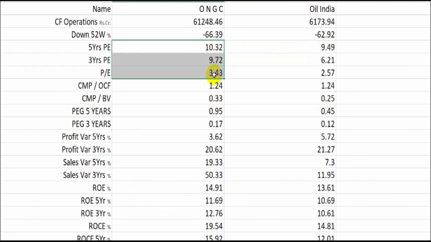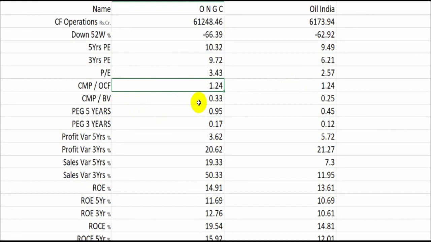Let us look at the valuation ratio, price earning. ONGC is currently trading at 3.43 times its earnings, and Oil India is trading at 2.5 times its earnings, having fallen much more than ONGC and available at a lower valuation than ONGC. When we look at the averages of the 5 and 3 years for Oil India, the current price earning is trading below its average. Same is the case for ONGC, which is trading below its 5 and 3 years averages. When we look at price to OCF, or operating cash flow, it is almost the same at 1.24 times. So this is very attractive.